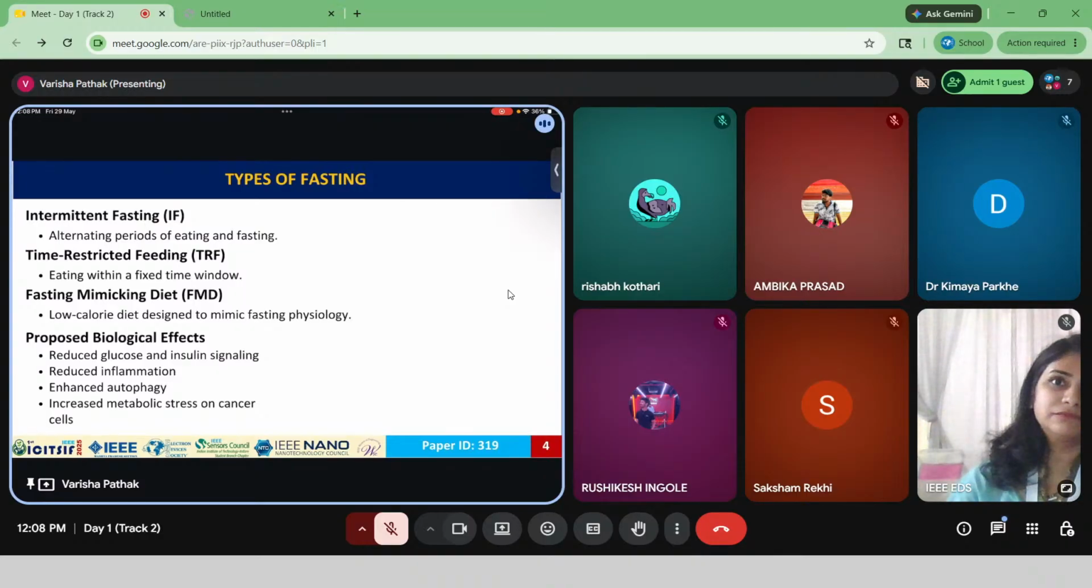These approaches may produce several biological effects, like enhanced autophagy, that is, when the body's cells eat their own components, reduced glucose and insulin signaling, reduced inflammation, and increased metabolic stress, specifically on cancer cells.